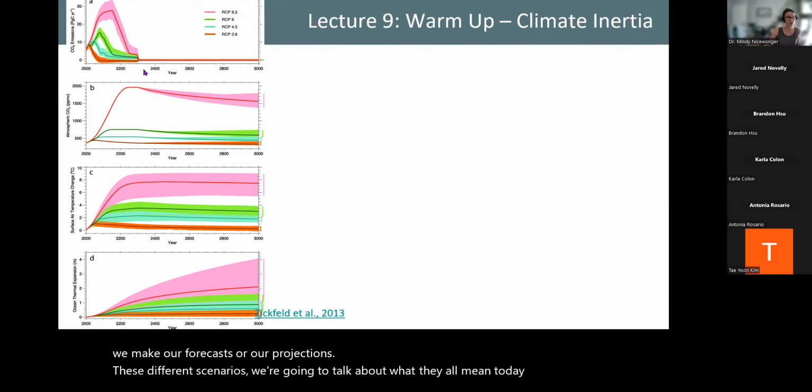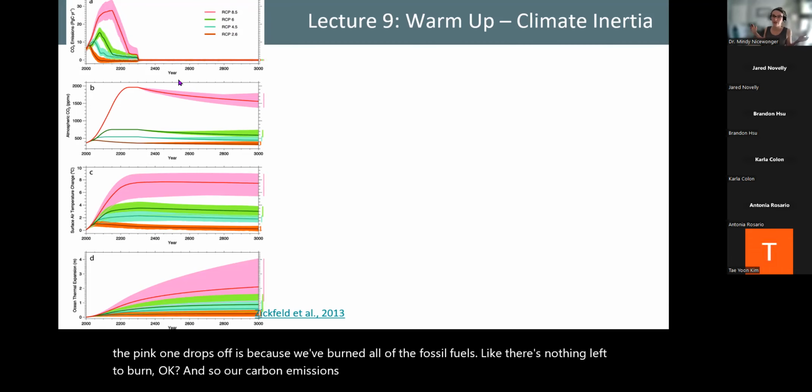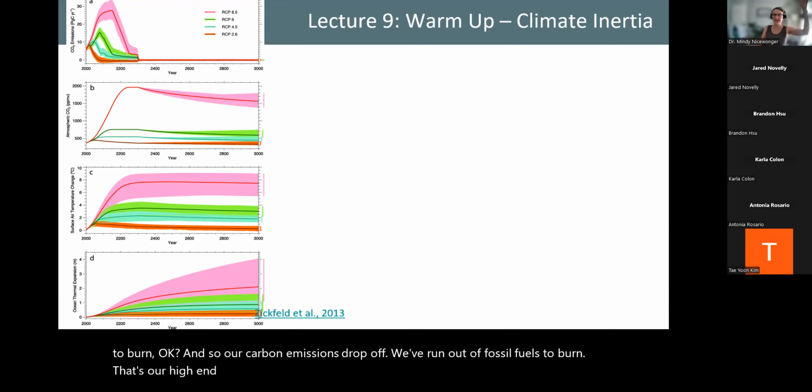But the reason the pink one drops off is because we've burned all of the fossil fuels. Like there's nothing left to burn. Okay. And so our carbon emissions drop off. We've run out of fossil fuels to burn. That's our high end, the worst case scenario.